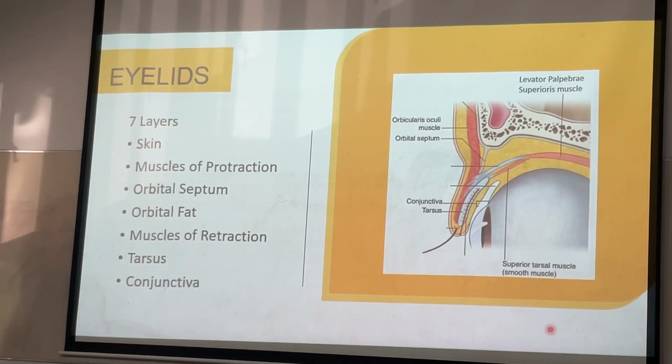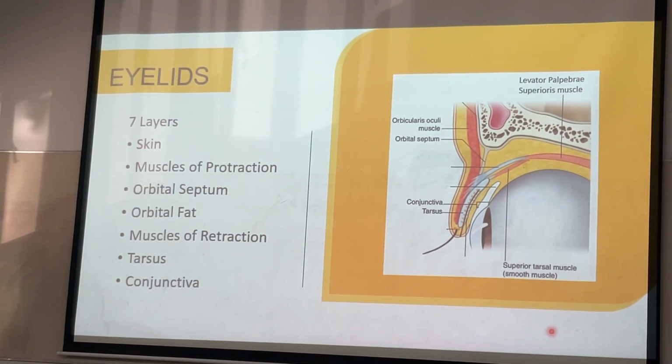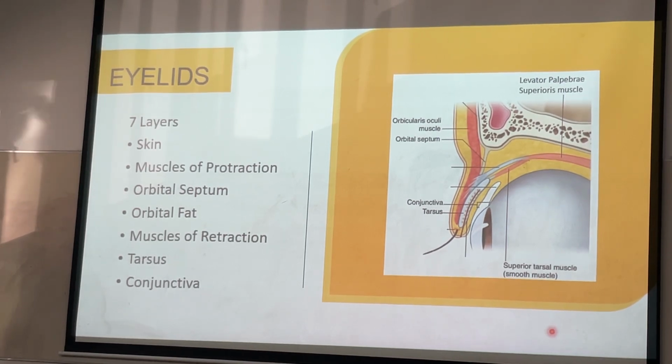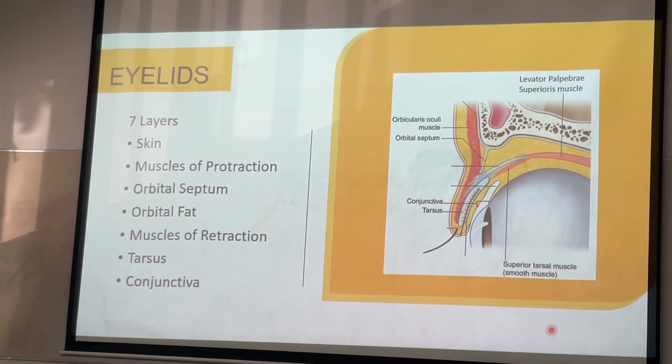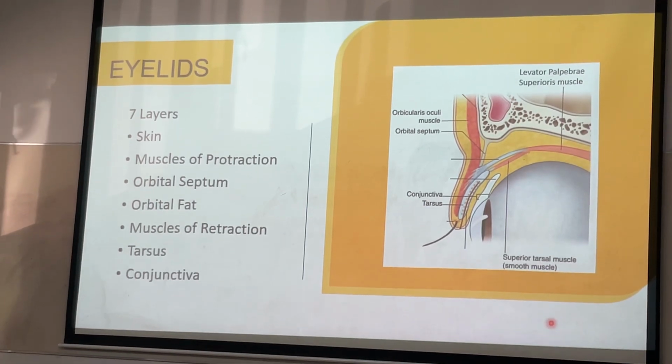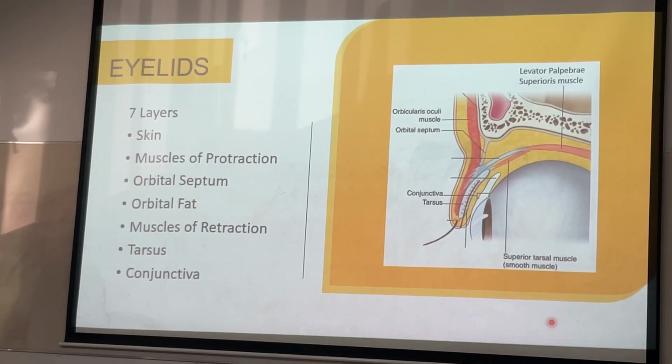So the eyelid is just a thin structure, but the eyelids contain so many layers. So they have 7 layers. So this is your skin, your muscles of protraction, your orbital septum, your orbital fat, the muscles of retraction, the tarsus, and the conjunctiva. So many structures, so many layers for one structure.